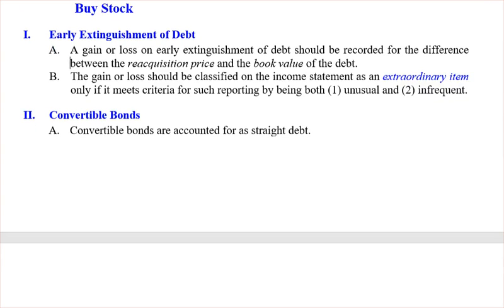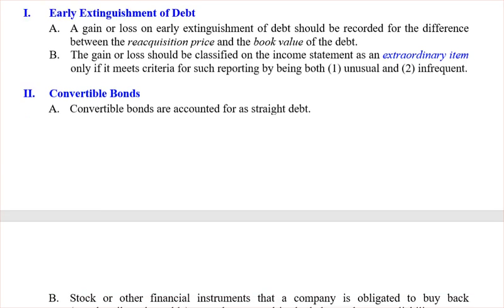Early extinguishment of debt I covered, and I said that what you need to do is bring your book value up to date, and then when you get to your book value, you're going to consider the amount of cash credit you're going to have to do, and then the debits and credits to remove that liability, and the difference is going to be a gain or loss. Where it shows up depends on what it is and then meeting the criteria of the income statement.